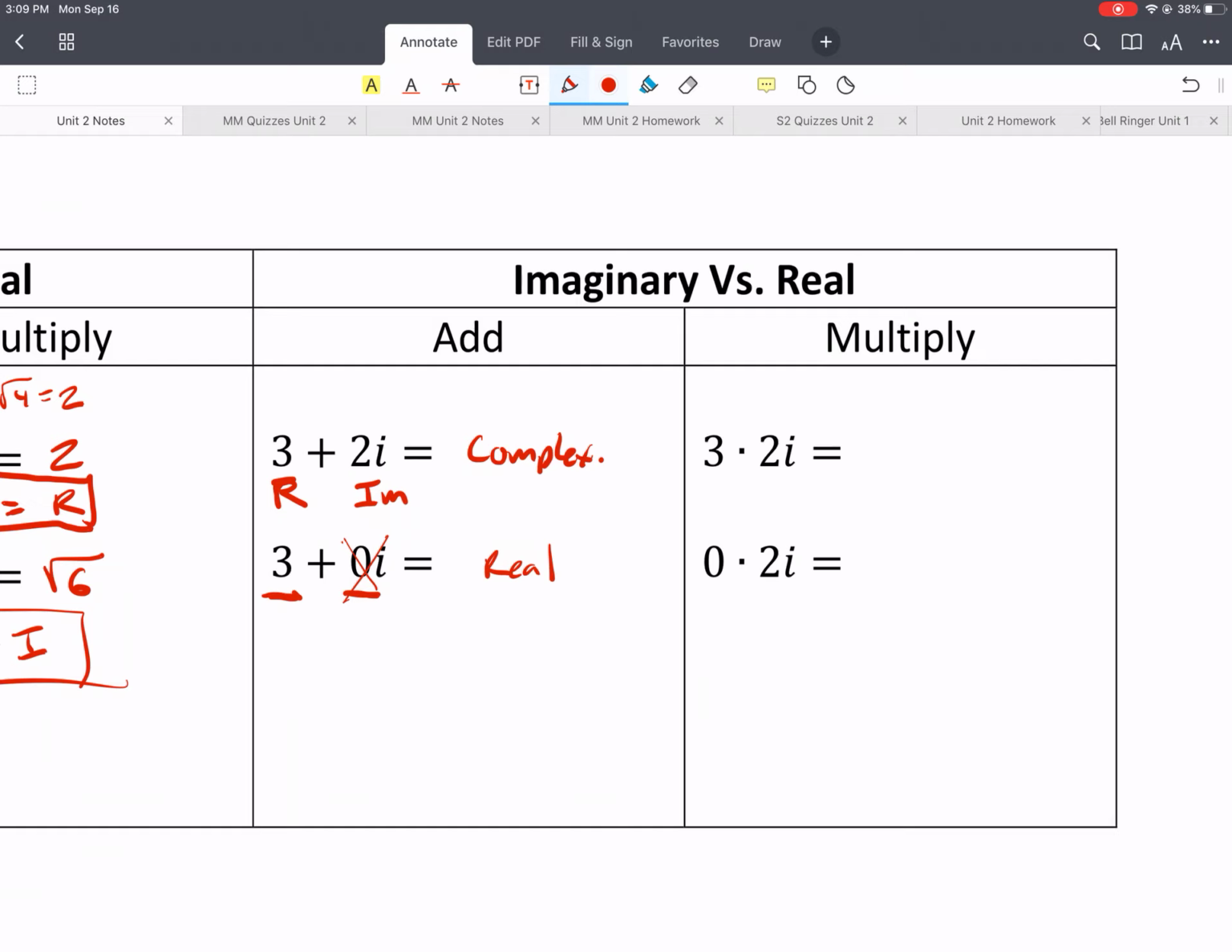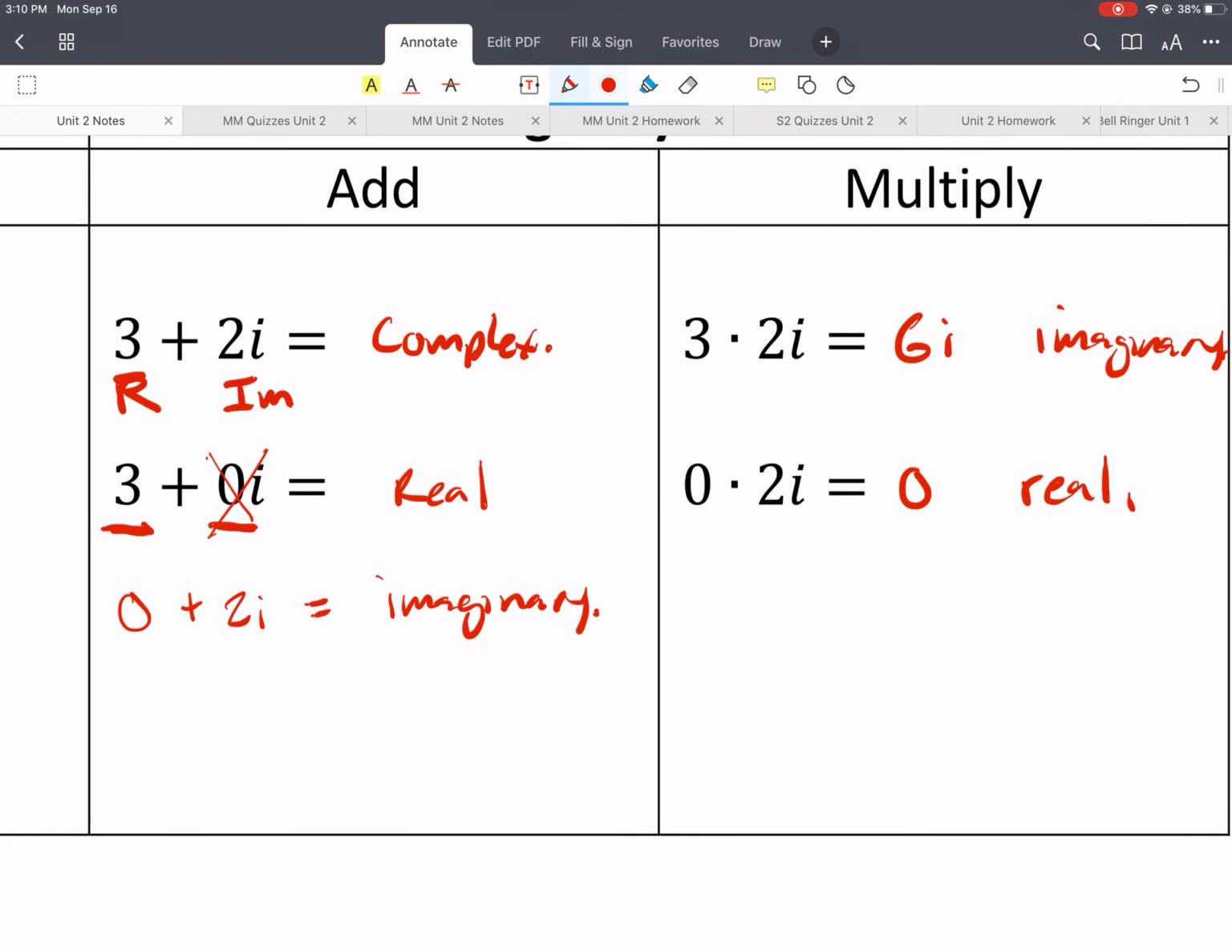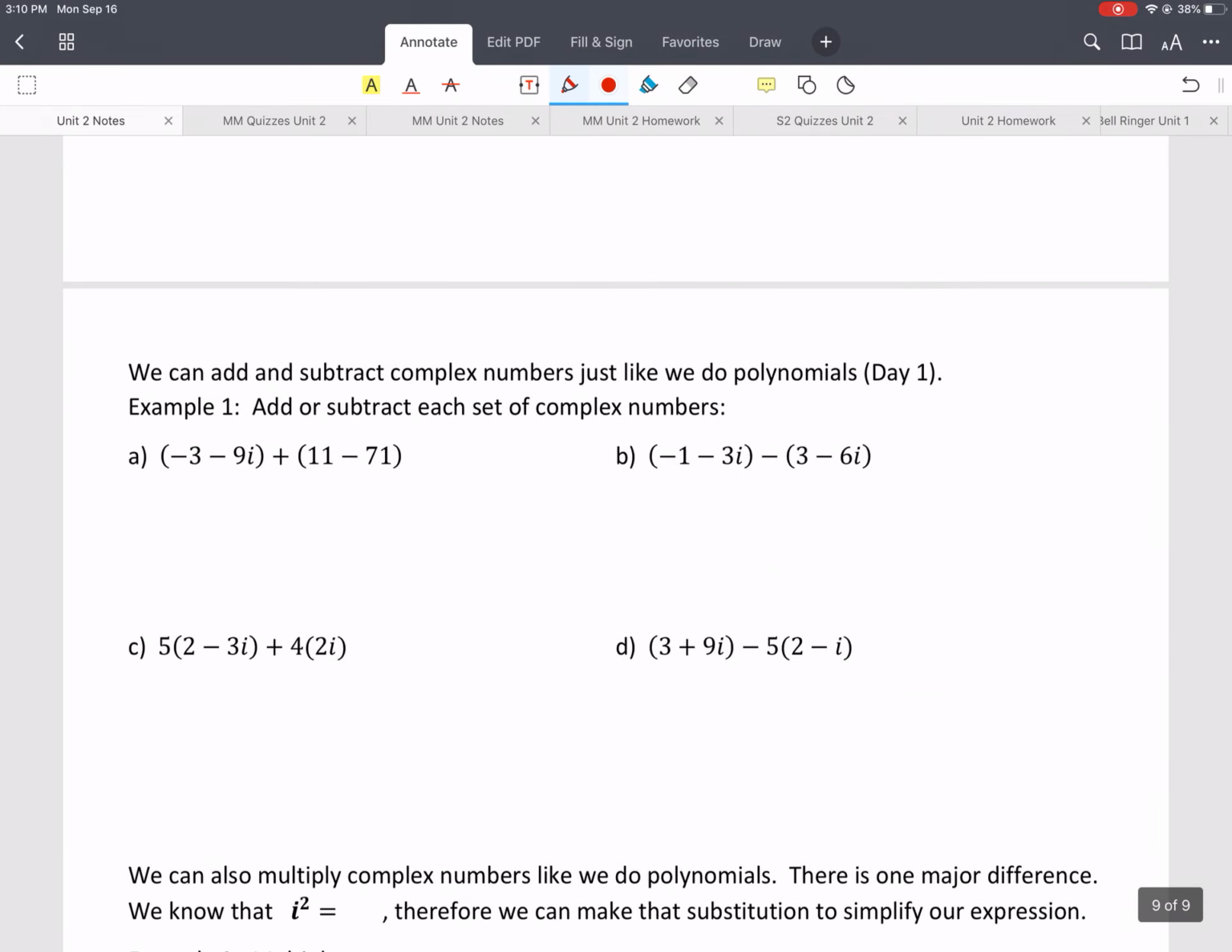Versus, I guess we have multiplication now. I mean, if you had it the other way too, you could have 0 plus 2i. That would be purely imaginary. Okay? And then multiplying 3 times 2i, that gives us 6i, which is purely imaginary. Okay, and then 0 times 2i gives us 0, which gives us purely real. Okay. Another cool thing that we're going to be learning about really soon is, well, let's get to that. Here, we're coming about to it.